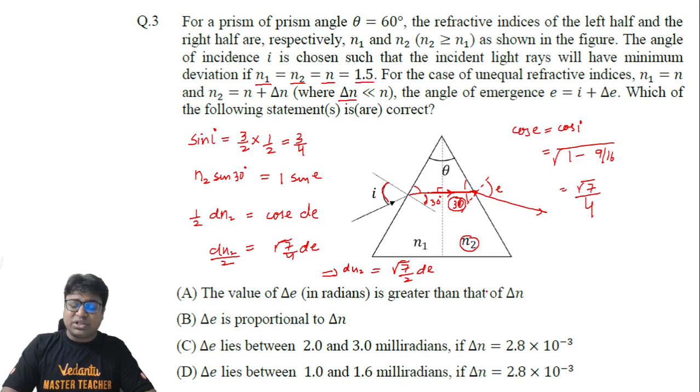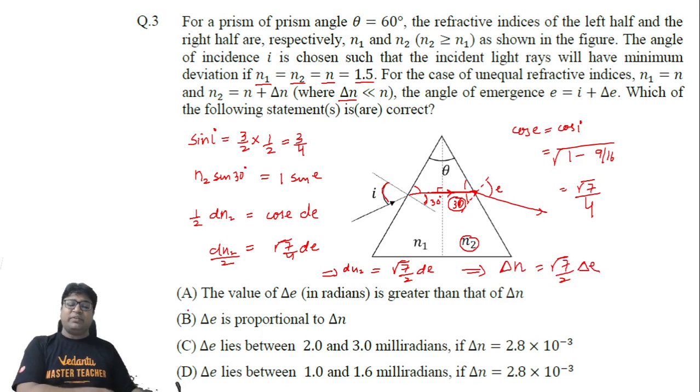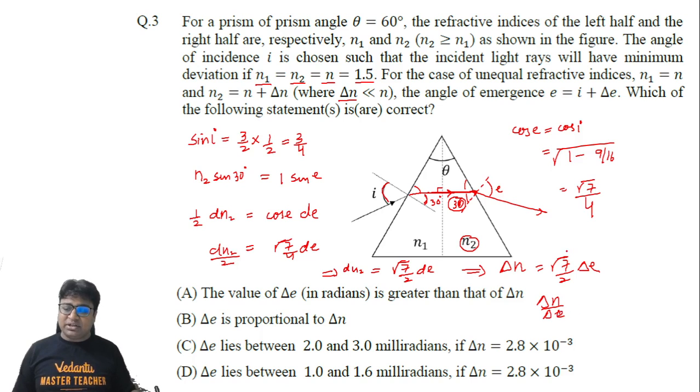Now we are in a position to check all the options. So let's do that. A option says that the value of delta E, which is same as dE, is greater than delta N. To be explicit, let me write it here. Delta N is delta N2, and we are getting root 7 by 2 into delta E. Okay, so is the value of delta E greater than that of delta N? That doesn't appear to be the case, because if I calculate the value of delta N by delta E, then I get something which is more than 1, which means delta N is bigger. So A option becomes incorrect. Okay, B option says that delta E is proportional to delta N. That looks correct from this equation itself.